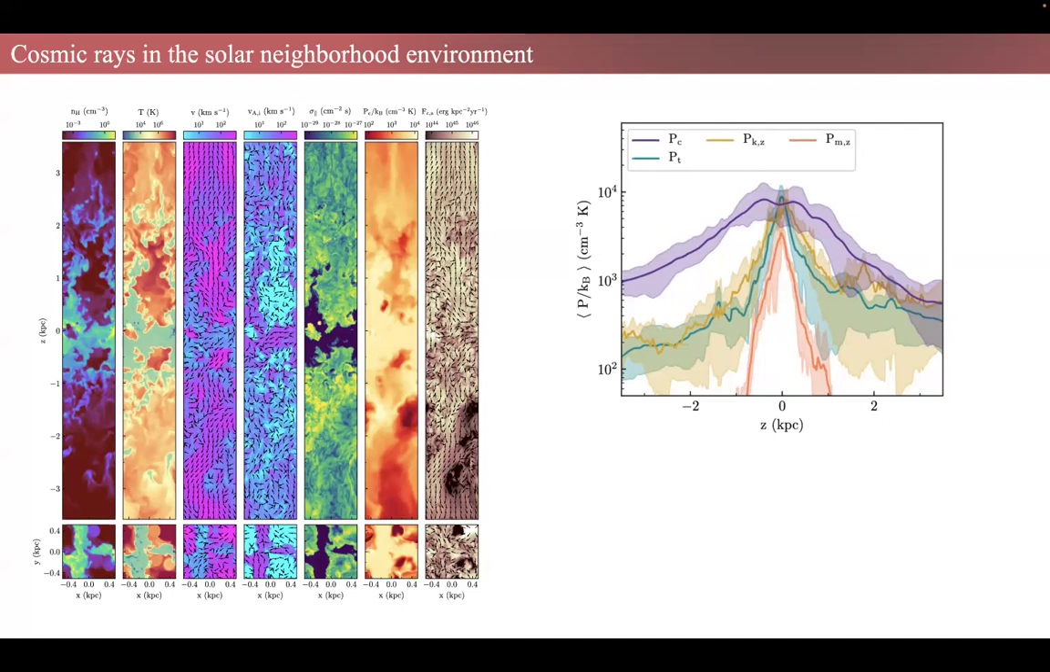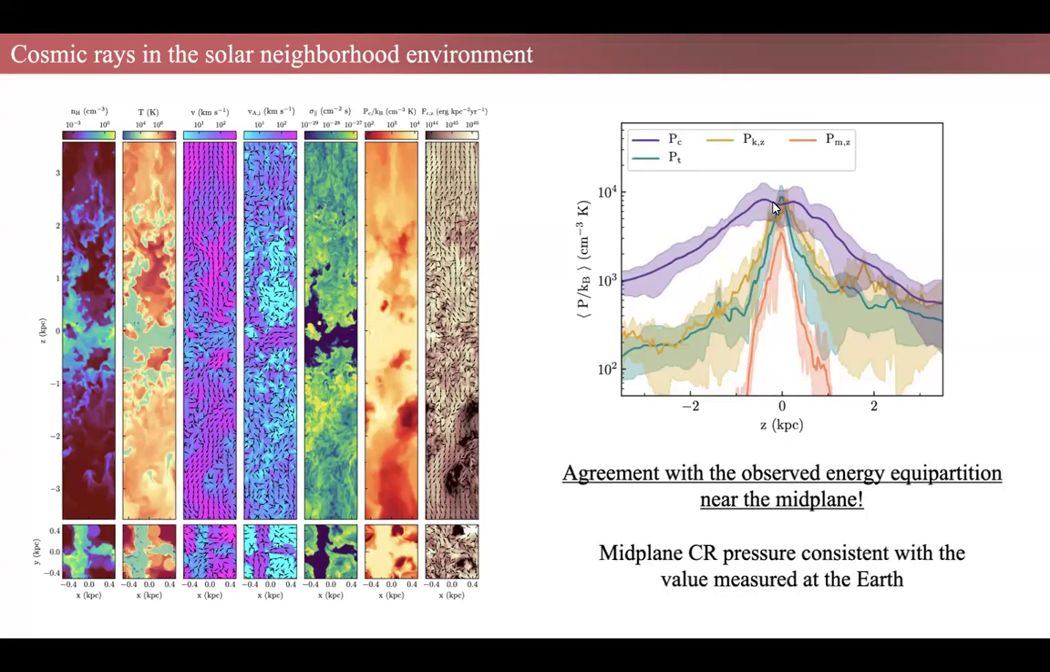Now, it's interesting to note that our model with a self-calculation of the scattering coefficient predicts a cosmic ray pressure near the midplane in equipartition with the other pressures. And this is in agreement with the observations in the local ISM. Also, the value of the cosmic ray pressure near the midplane is in agreement with observations from the Earth.